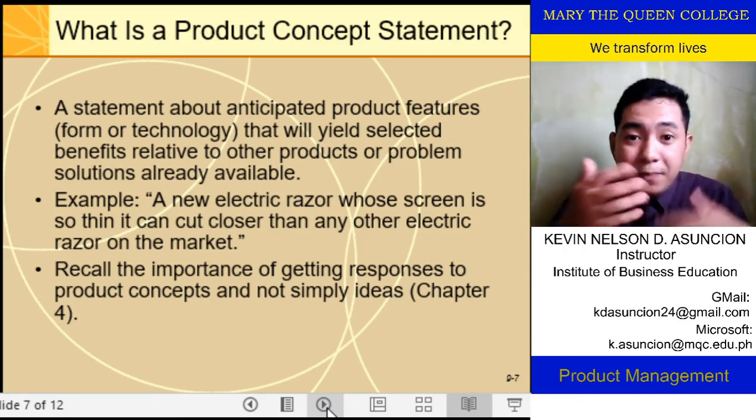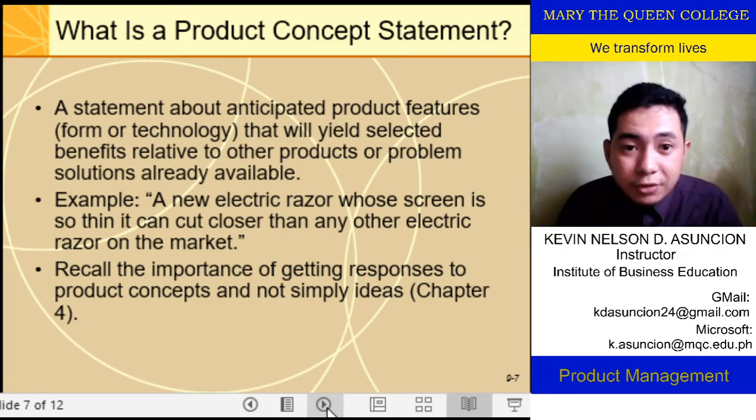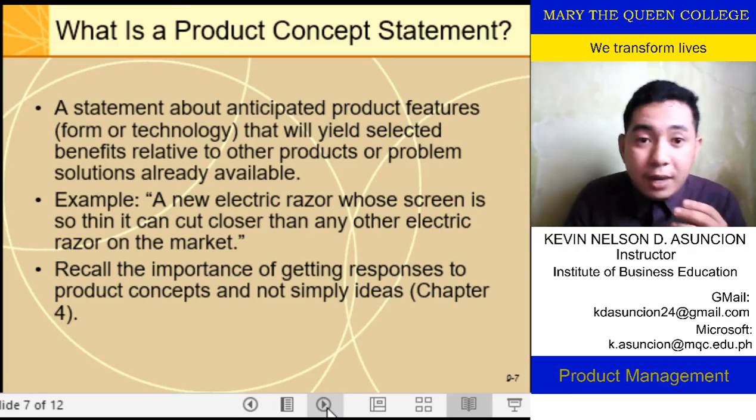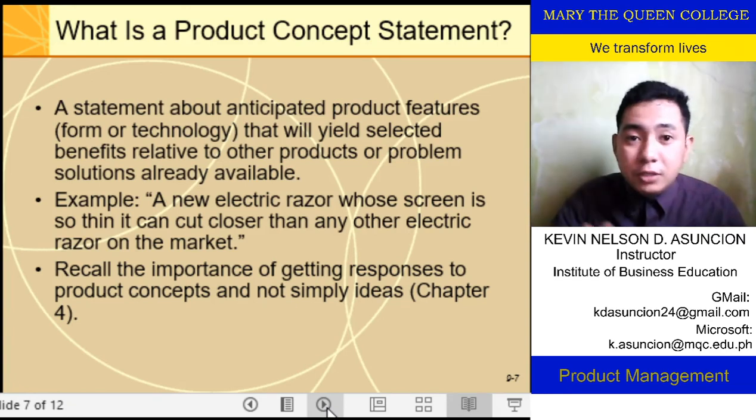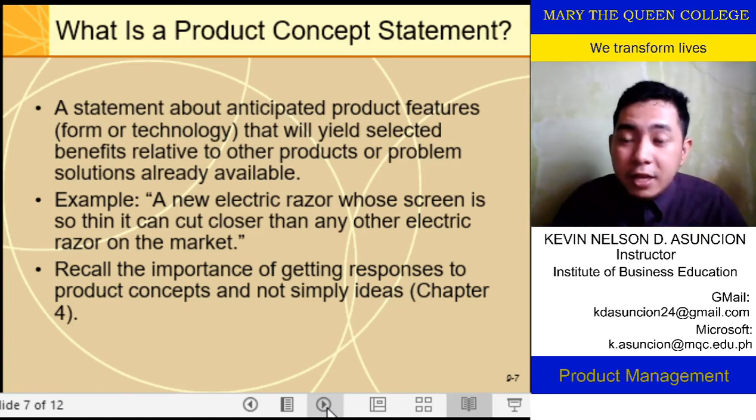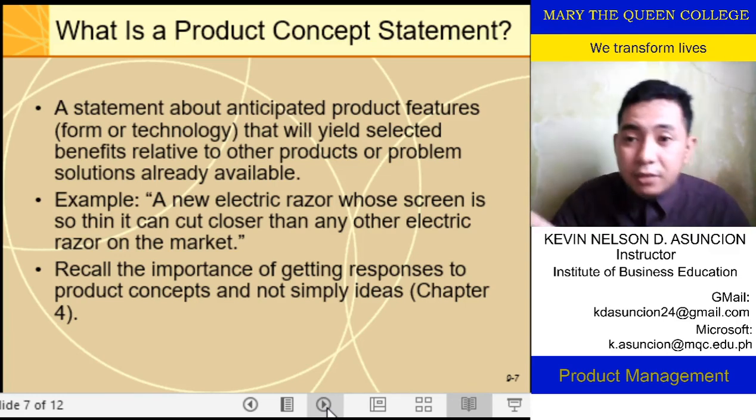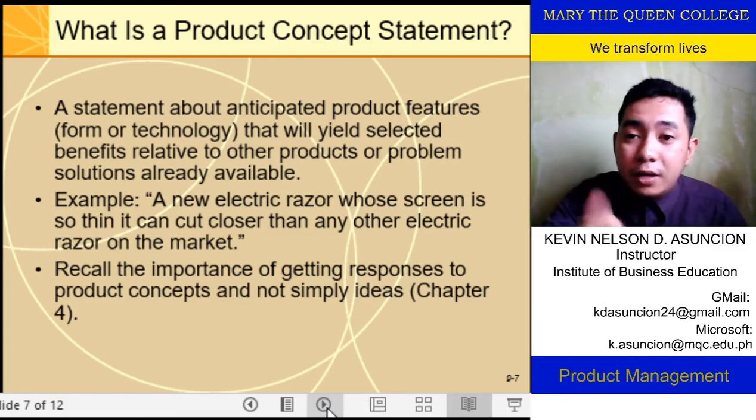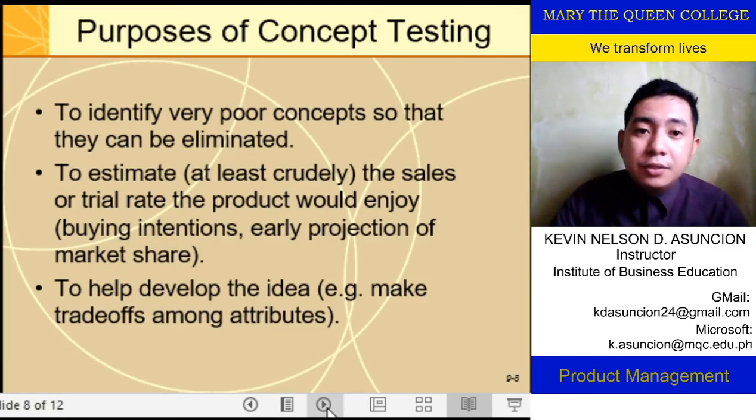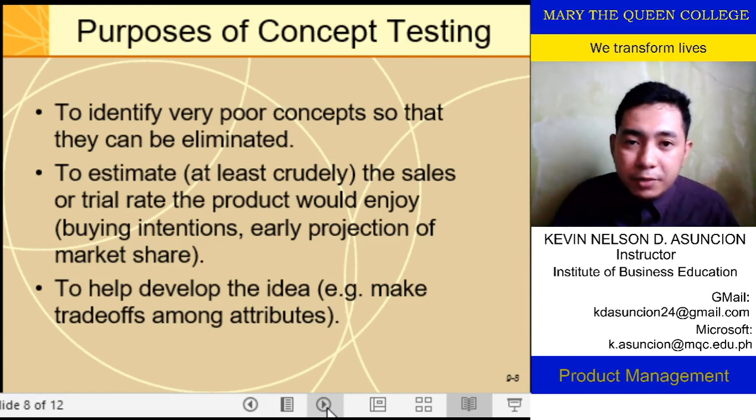So ibig sabihin, pinapakita nila yung technology and the form and baka yung need nun sa product. So it's the summary of the product. So that's what we call a product concept statement. If you remember, no, last meeting, yung tatlong inputs, yun yung pinagsama-sama nila to develop the new product concept. Okay?